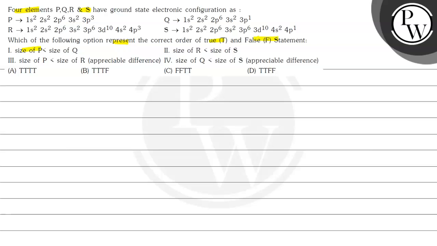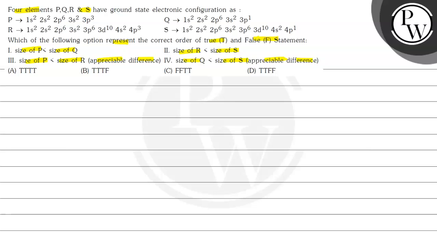First, size of P is less than size of Q. Second, size of R is less than size of S. Third, size of P is less than size of R, with an appreciable difference. Fourth, size of Q is less than size of S, with an appreciable difference. A: true, true, true, true.